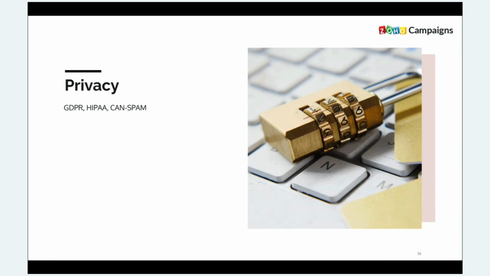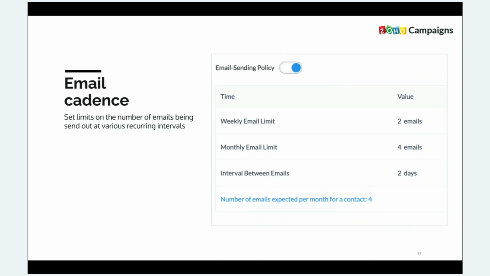As you all already know, protecting user information is a priority for Zoho. So in Zoho Campaigns also, we've made sure about that, and as a result, we have complied with GDPR, HIPAA, and CAN Spam Act as well. So we honor the right to data privacy and protection of our users, so much so that you can decide the number of emails that should go out from your account by setting the email policy.